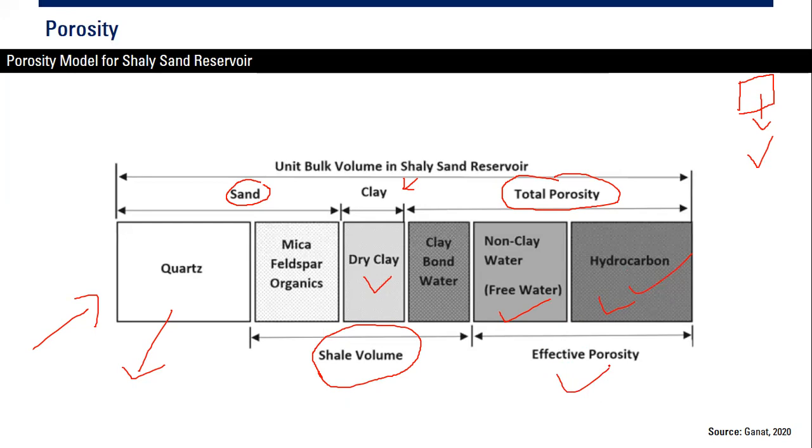So it's actually just a model, okay, but it is a helpful model. So you can distinguish between the volumes of quartz, mica, dry clay, clay bound water, free water, and oil and gas.